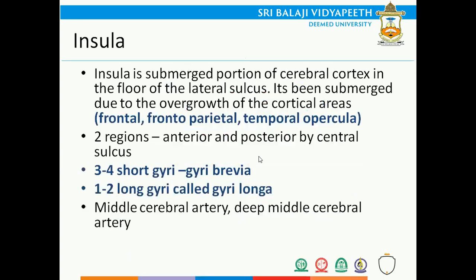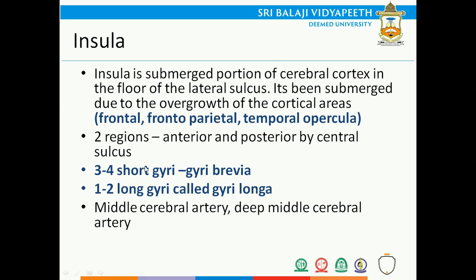So, what is the insula basically? It is a submerged portion of the cerebral cortex and it forms the floor of the lateral sulcus. It is submerged because of the overgrowth of the cortical areas like the frontal, frontoparietal and temporal opercula. There are two regions, anterior and posterior. Within the insula itself, you can divide it into an anterior half and posterior half by a central sulcus that is located within the insula separately.